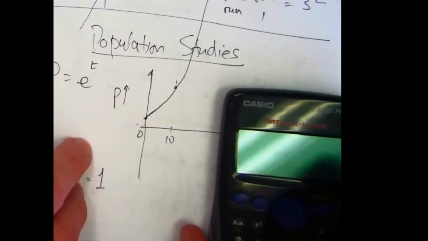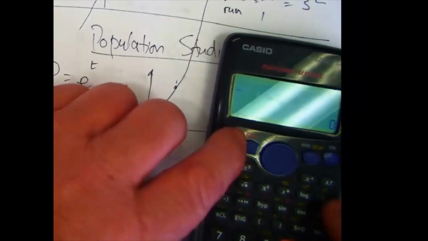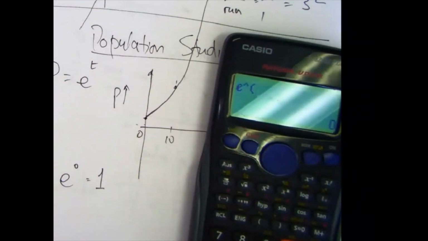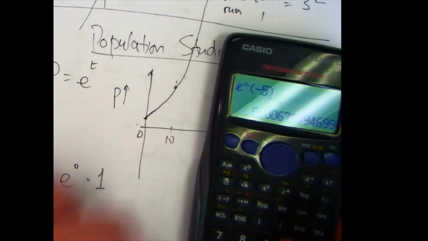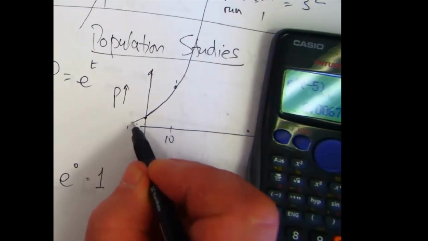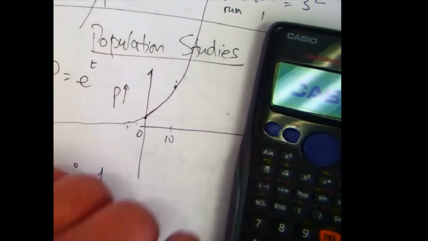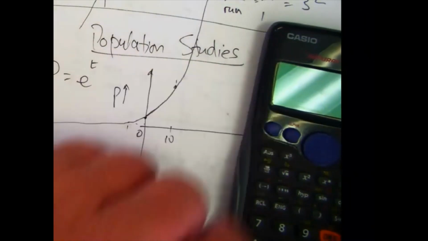Now, what happens if we go backwards? Where does this go? Well, let's go backwards. Now, can we put in a minus? We can. Watch this. Let's put in -5. What do we get? Very small, 0.007. It's coming down here. So -5 is way down here. And as we keep going, this keeps going off to infinity. So e to the x, quite interesting.